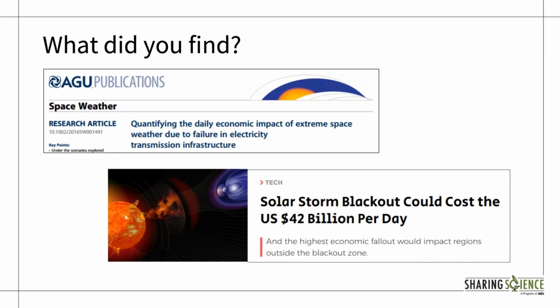And: solar storm blackout could cost the U.S. $42 billion per day. Same study, same science, but this is really getting to the heart of the finding. This is exactly what the study was about. This is that last line: what do you want people to take away from this?